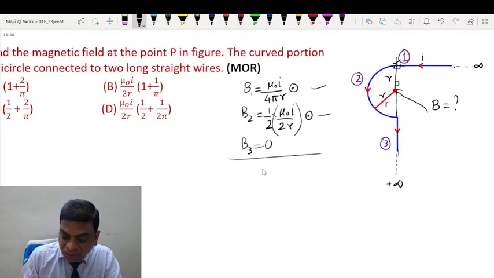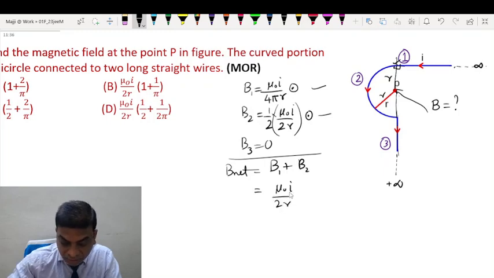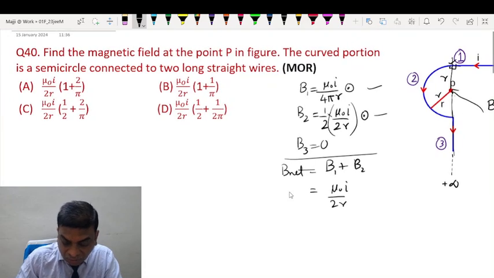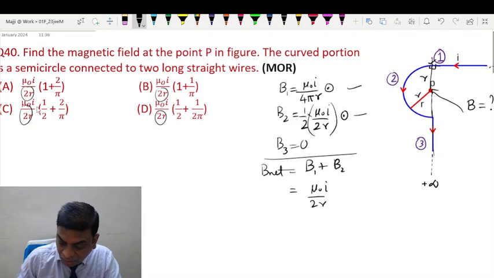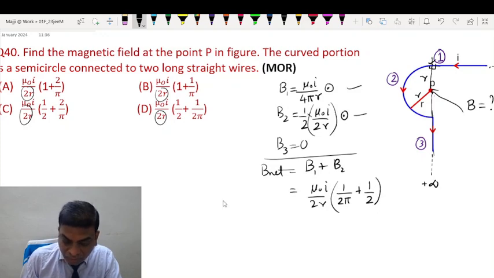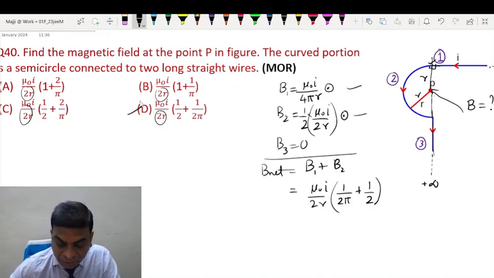So now you can see B1 and B2 point in the same direction. So the net magnetic field can be obtained simply by adding them. So just add them, students. So mu 0 I upon 2r can be taken common, I guess. Yes, because all the options have 2r in the denominator. So I'll take 2r common. Here we will be left with 1 upon 2 pi and here we will be left with 1 by 2. Okay, so D option is the correct answer.